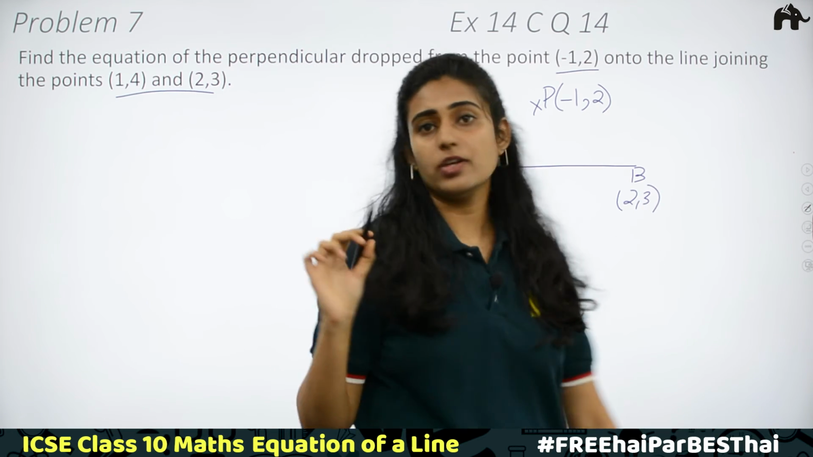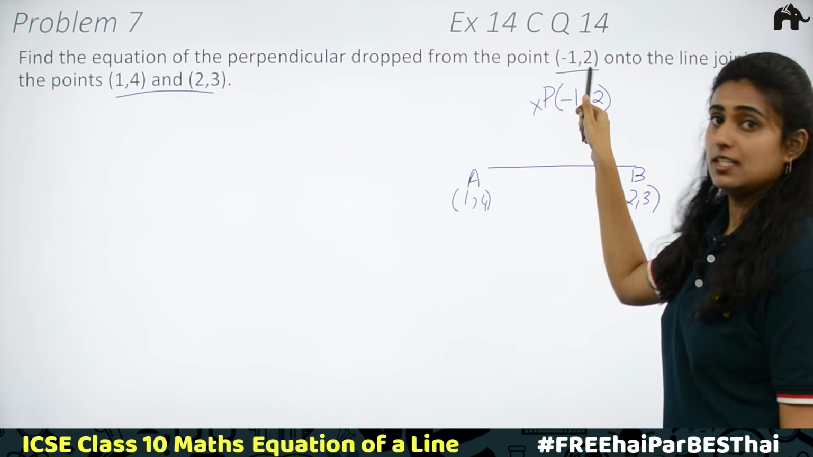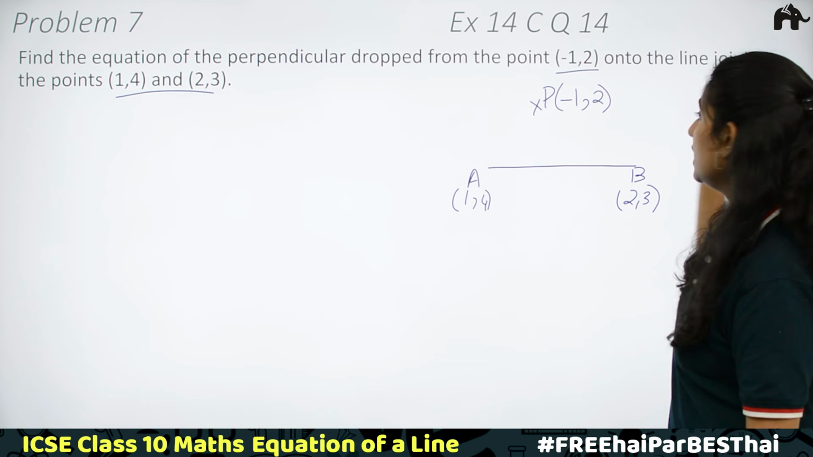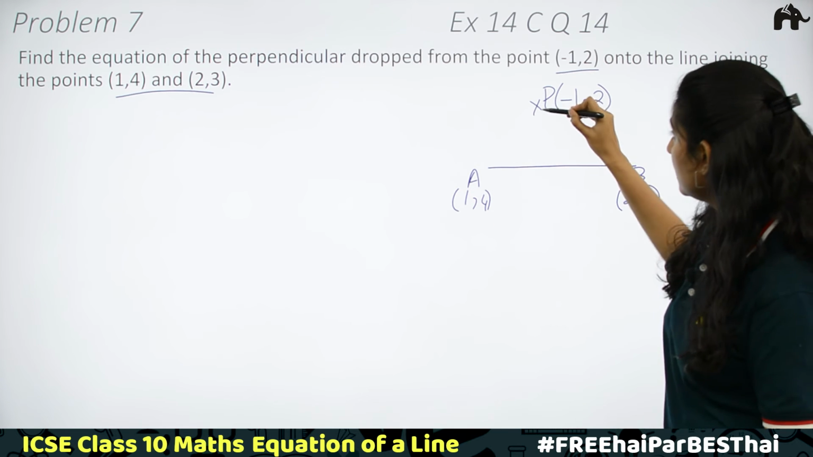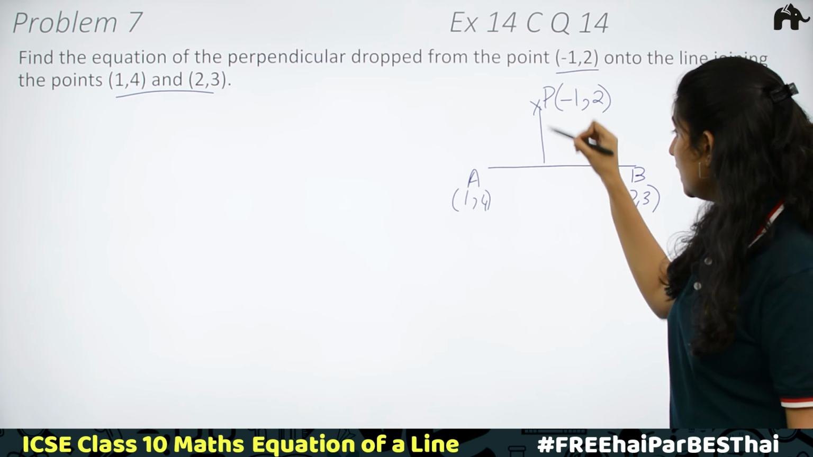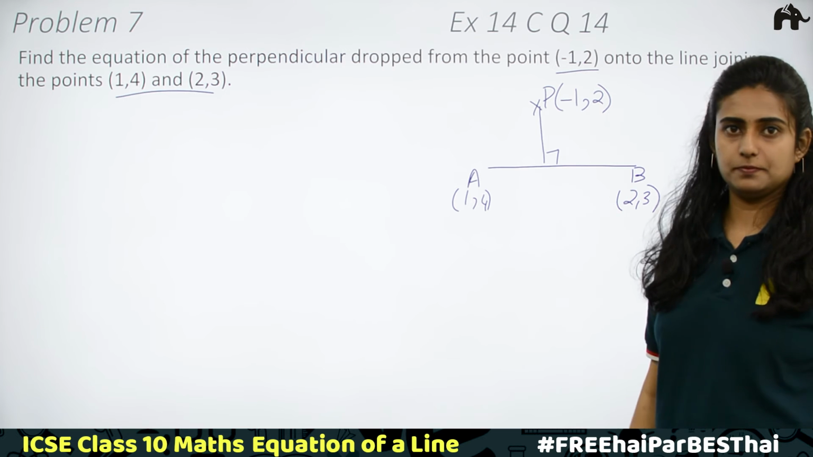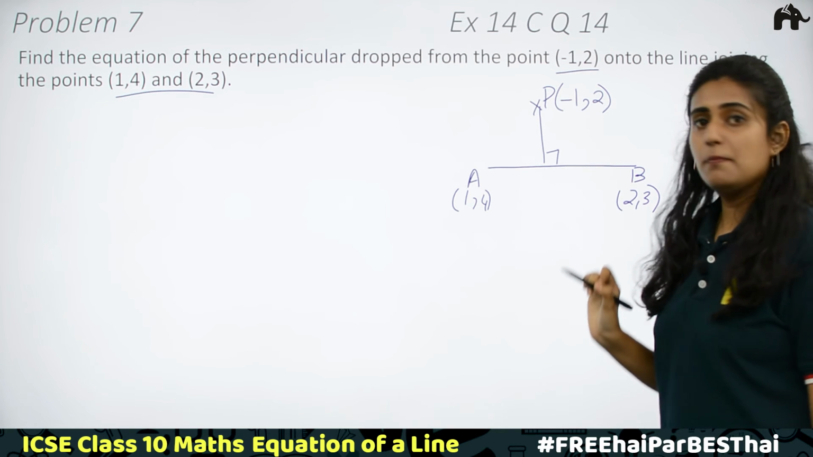What is given in the question? Find the equation of the perpendicular drop from the point. Here we have the point P onto the line joining the points. This is a perpendicular. What is perpendicular? It means the line joining at 90 degrees. The angle will be 90 degrees. So, we got the perpendicular.